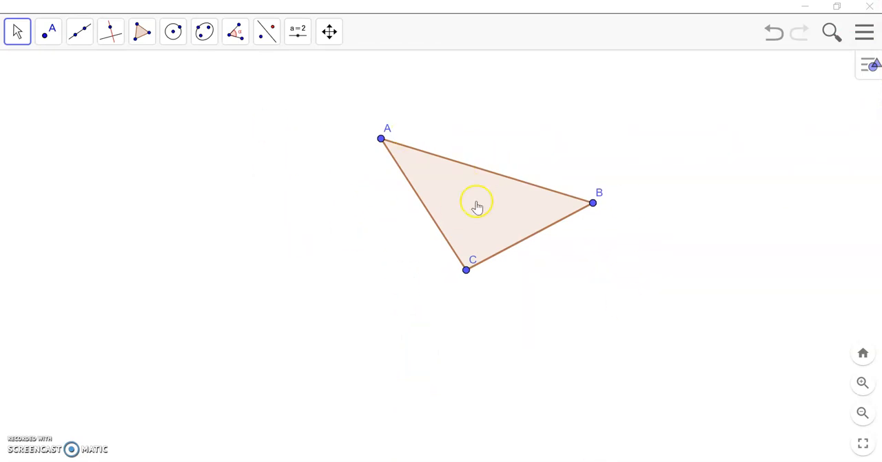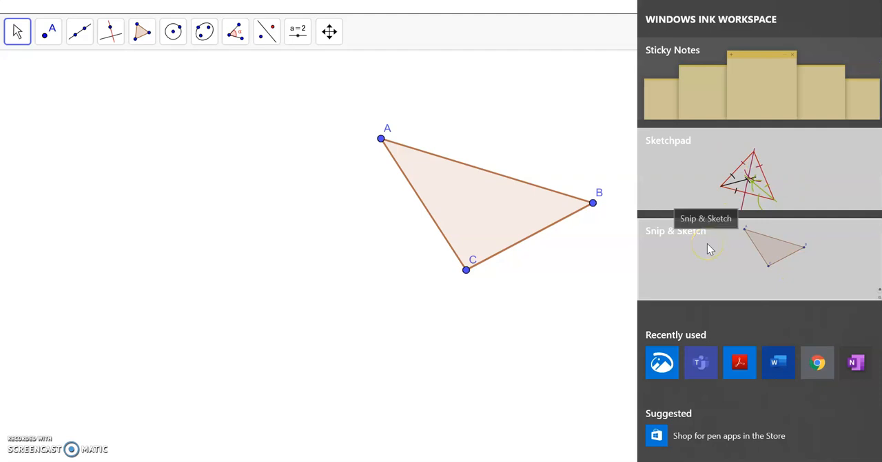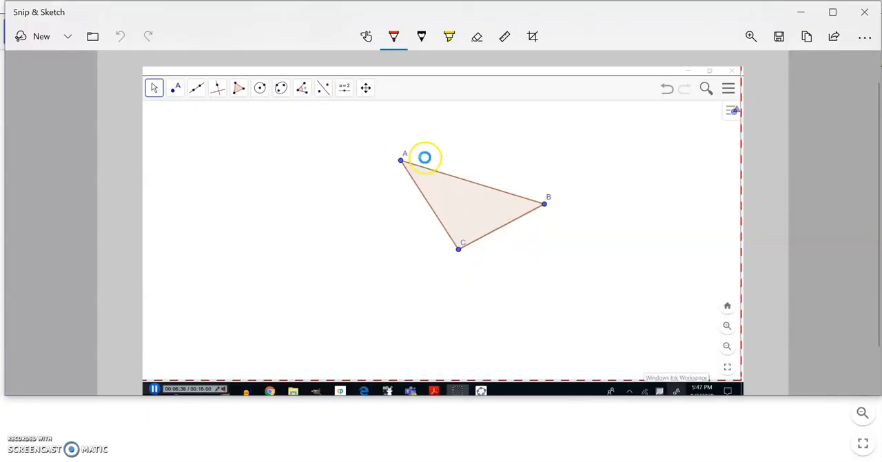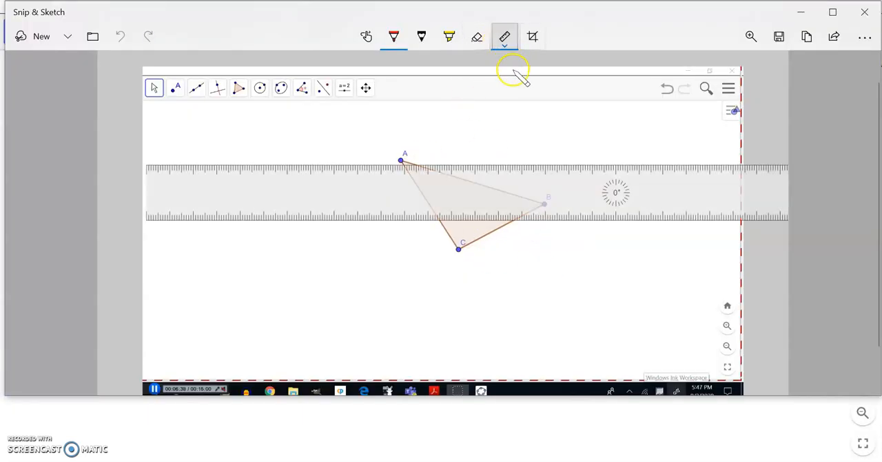Let's say that you were given a triangle, like you're doing it from a worksheet. You can, from here, instead of using the Sketchpad workspace, use the Snip and Sketch. So Snip and Sketch will take a picture of that, and then you still have the tools here. So you could actually do the work off a picture of a worksheet or a triangle that you all have constructed and are working on.